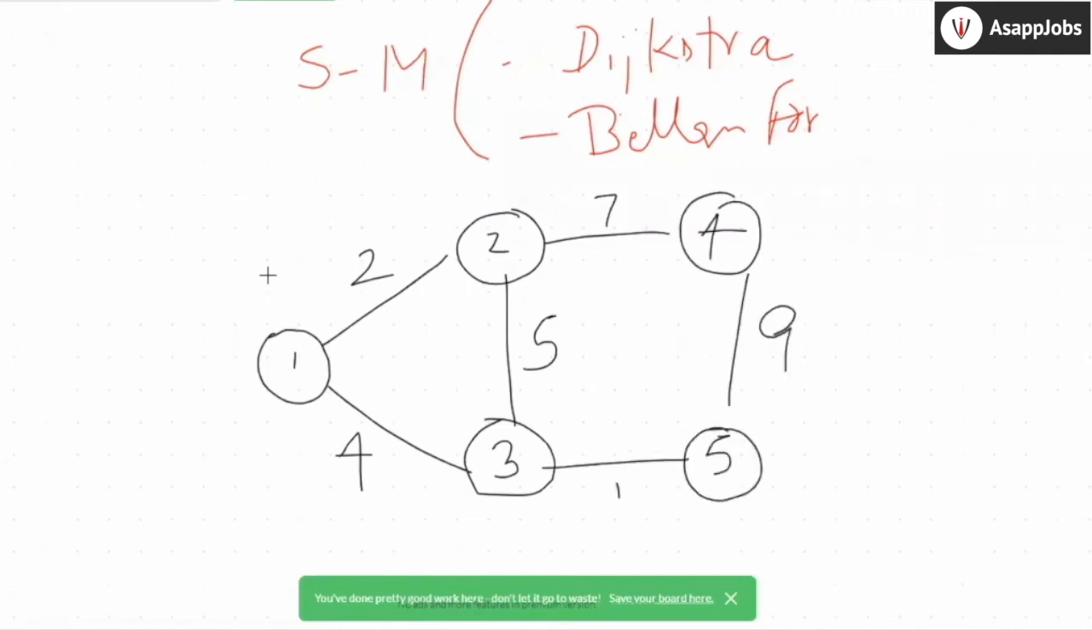So let's assume I have this sample graph. I want to find the single source shortest path from 1. So basically, I want to find the minimum path from 1 to 2, 1 to 3, 1 to 4, 1 to 5. So what Dijkstra does is, it starts from an empty cut.